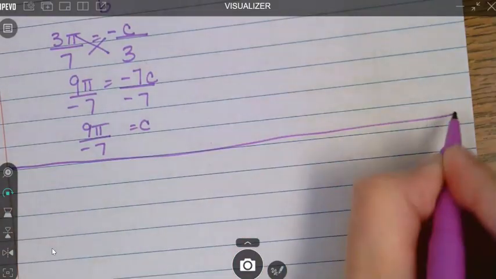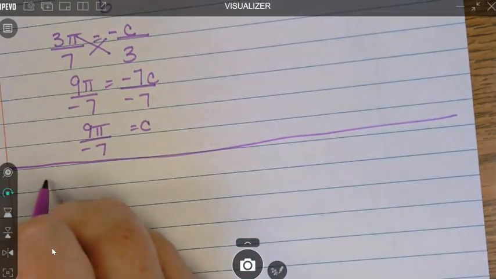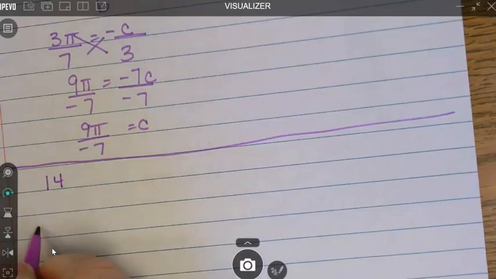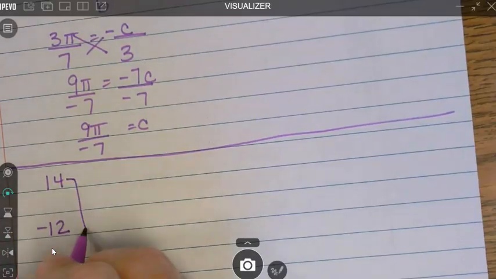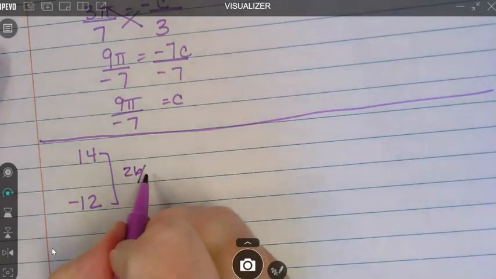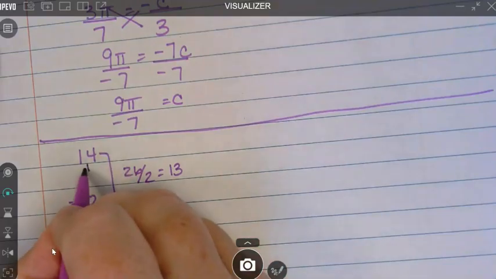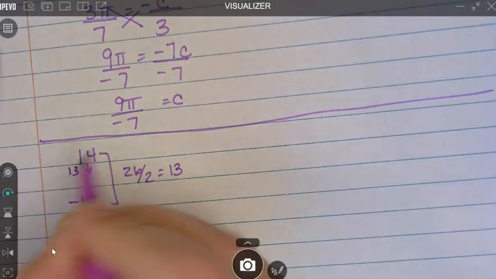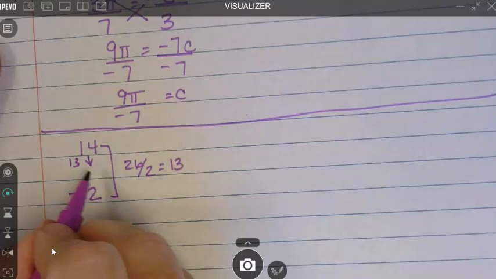Okay, let's do it again. Let me draw a line. Our high is at 14 and the low is at negative 12. So they are 12, 14, 26 apart. Divide by 2 and we get 13. If I go down 13 from 14, ooh, that kind of came out fun. That puts me at 1.